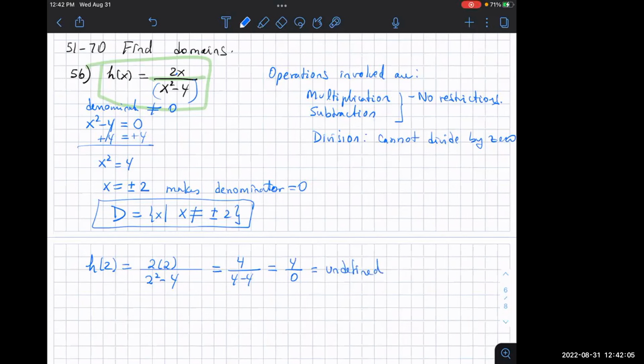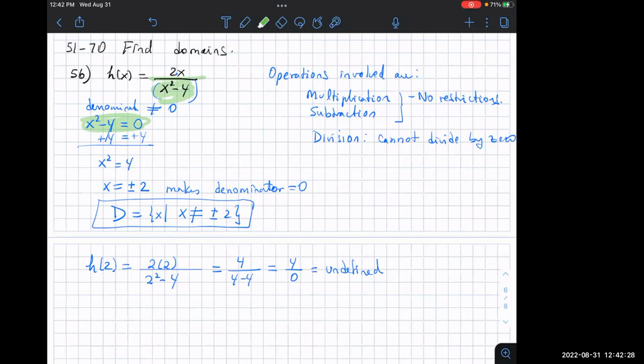Okay. So what happened? We found the numbers that make the denominator 0. So how did we find the numbers for which the denominator is 0? We took the denominator, x squared minus 4, set it to 0, and then solved that equation.